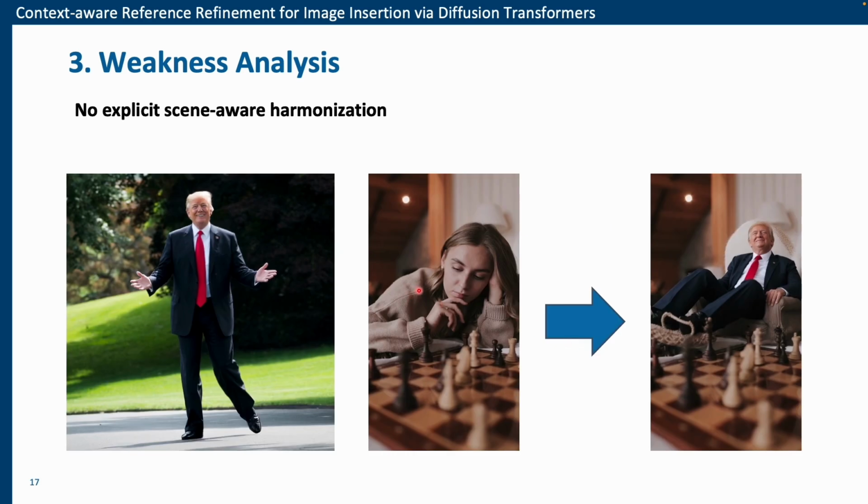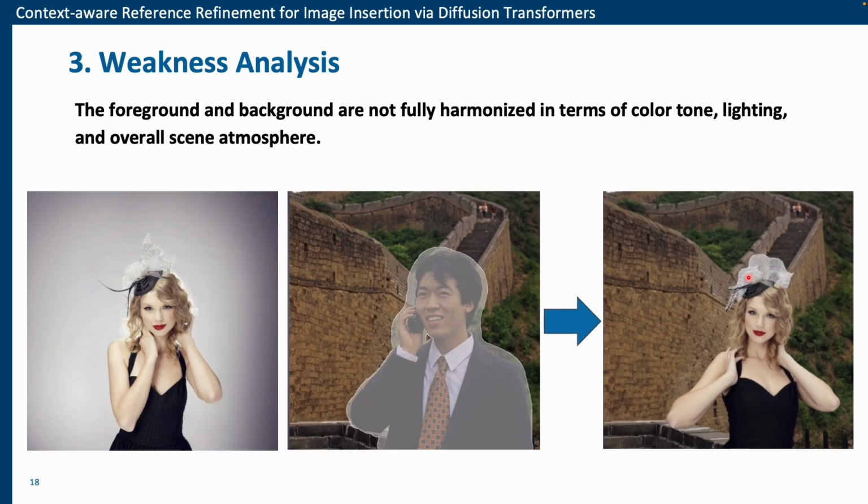As I said, Insert Anything mainly relies on the implicit feature fusion inside the DiT blocks. Because of that, even though it recognizes the reference object well, the contextual compatibility of the generated result can still be inconsistent. As the result we show on the screen, you can see that the framework misunderstands the scene content and places the reference object in an incorrect pose. You can see the pose of the person in this image.